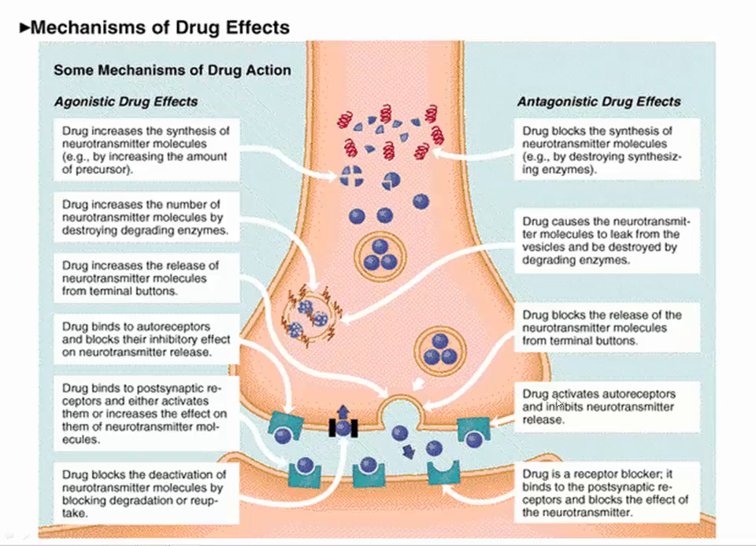Here the drug can activate the autoreceptors and inhibit the neurotransmitter release. Now notice that this is just the opposite of over here. Here the drug binds to autoreceptors and blocks the inhibitory effect. Here the drug activates the autoreceptors and inhibits the neurotransmitter effect.